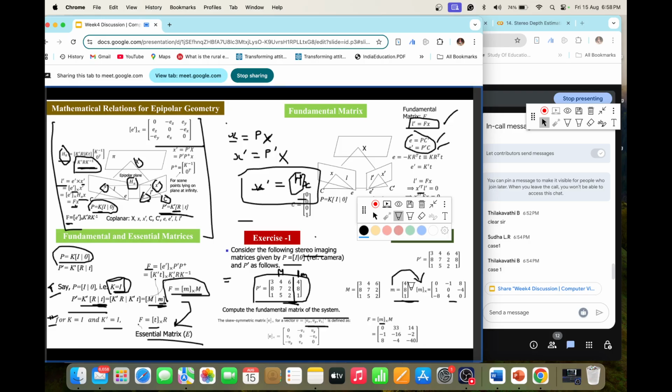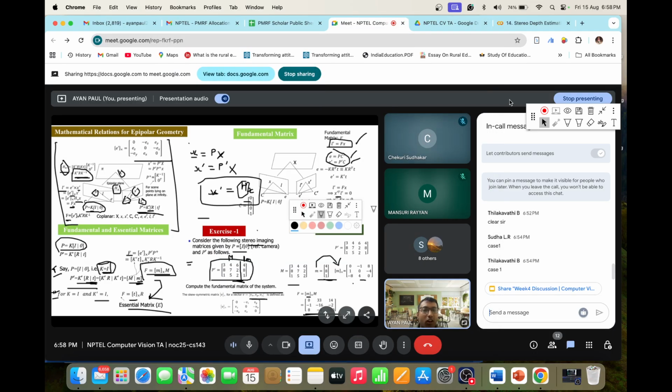Okay, once your m is converted to mx, it is very easy. You just do mx into M. So this multiplied by this, you will get the fundamental matrix, that is F. So is it clear to all of you?